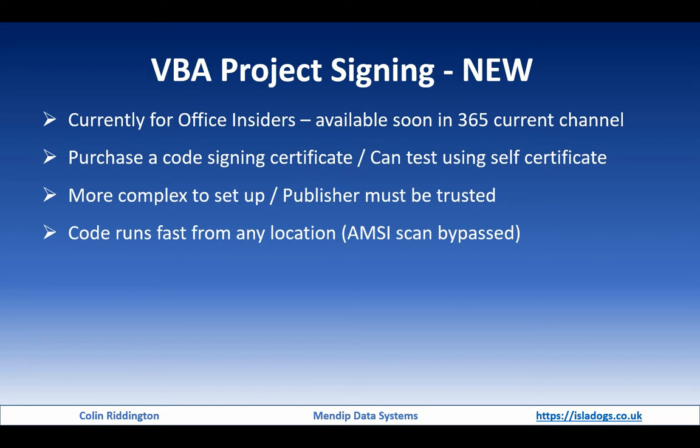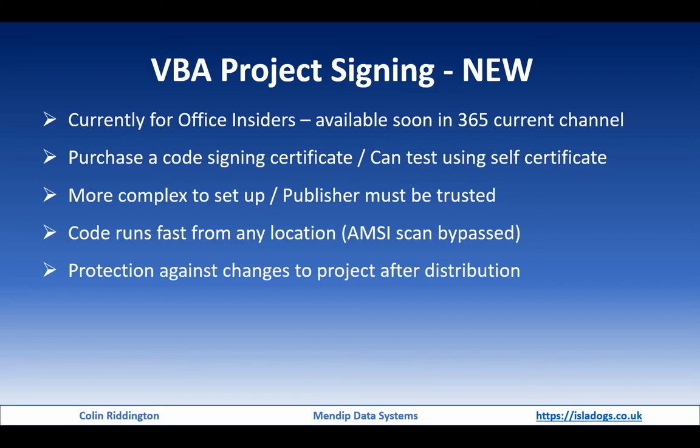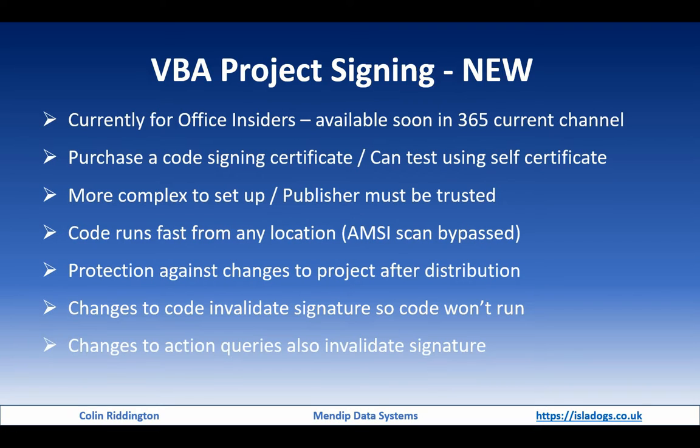Once you've done that though, code will run fast from any location because again the AMSI scan is bypassed. The main advantage though is protection against changes to your project after distribution: changes will invalidate the certificate and stop the code running. And changes, as you saw, to action queries also invalidate the signature, and that message that you got is a temporary glitch that will be fixed.